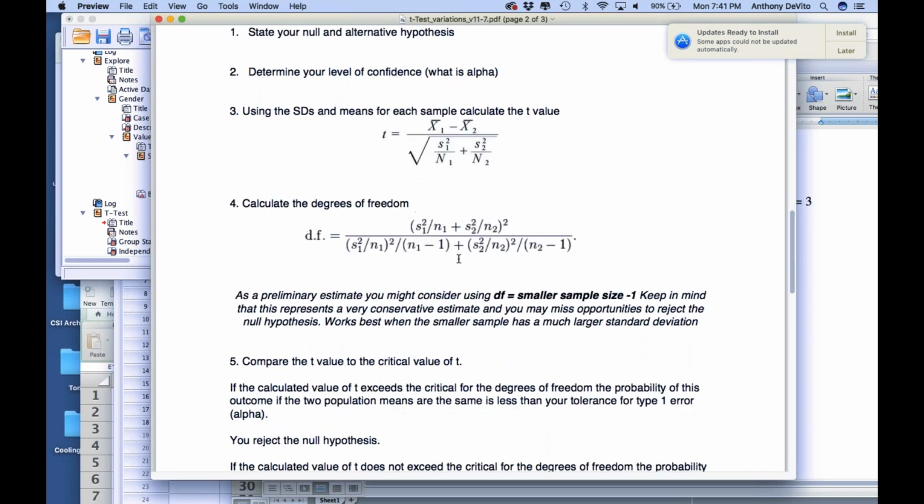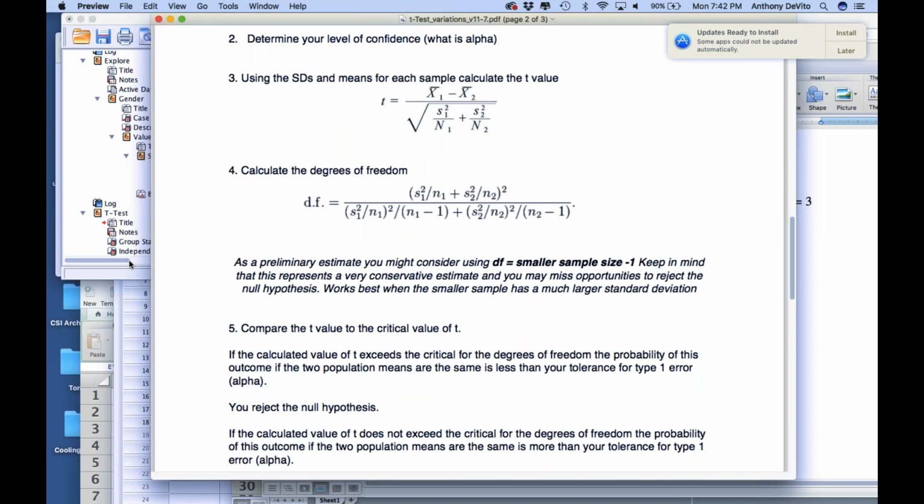However, the calculation for the degrees of freedom is nuts, right? You can see it there. It's a ridiculous formula. That's why we were saying that we would just use the smaller sample size minus 1. In other words, if we have 9 and 9, we would just use 8 as the degrees of freedom. That's a conservative estimate.